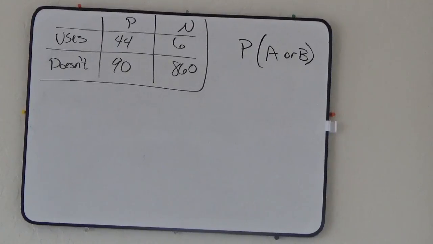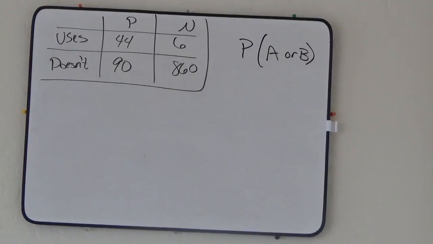Now, a compound event is any event combining two or more simple events. Okay, so this is a compound event. Any event combining two or more simple events.